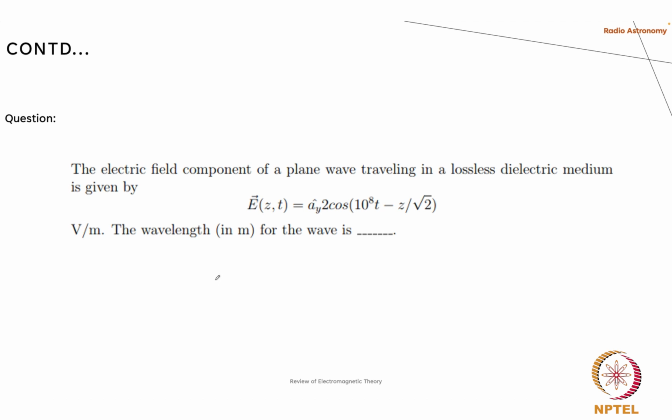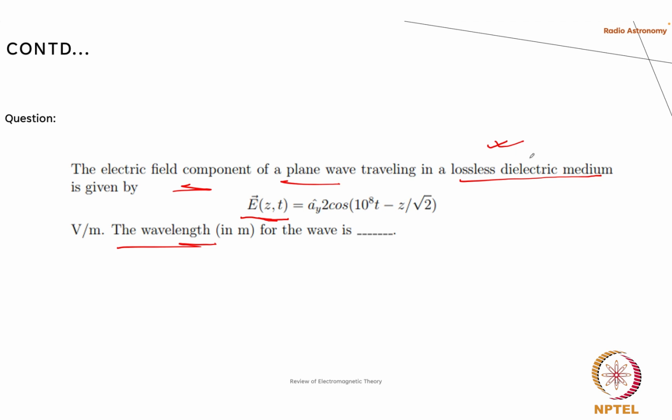Now let's have a look at another NAT type question. In this, what is given is the electric field of a plane wave traveling through a lossless dielectric medium. So there are no losses in the dielectric medium. This is the main key to answering this question. And you have to find the wavelength of the plane wave.